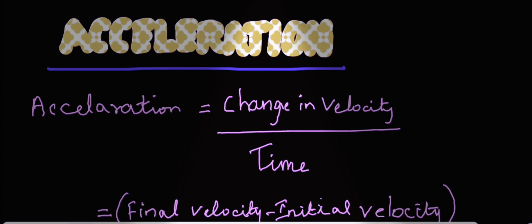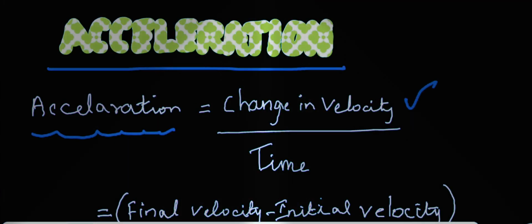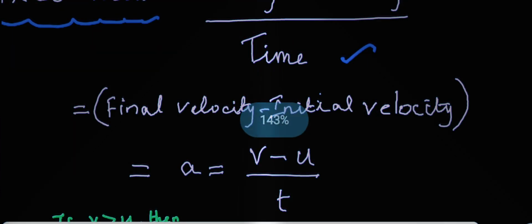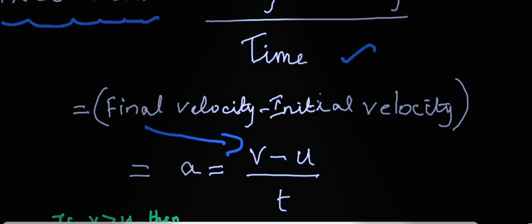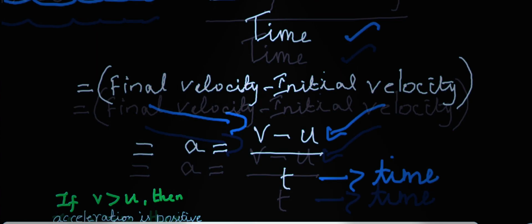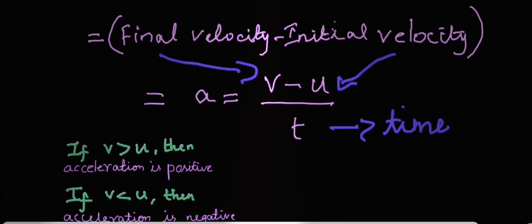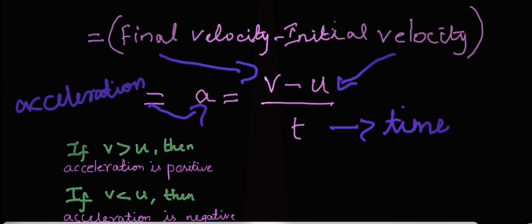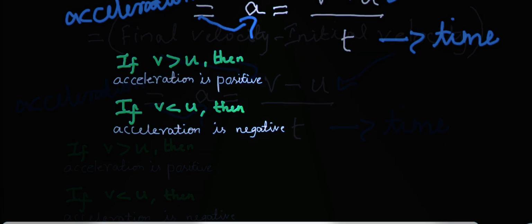How to calculate acceleration? As it involves change in velocity, acceleration is calculated by the change in velocity divided by time taken. The change in velocity involves final and initial velocity. So initial velocity has to be subtracted from final velocity, and that should be divided by time t. So a is equal to v minus u divided by t.